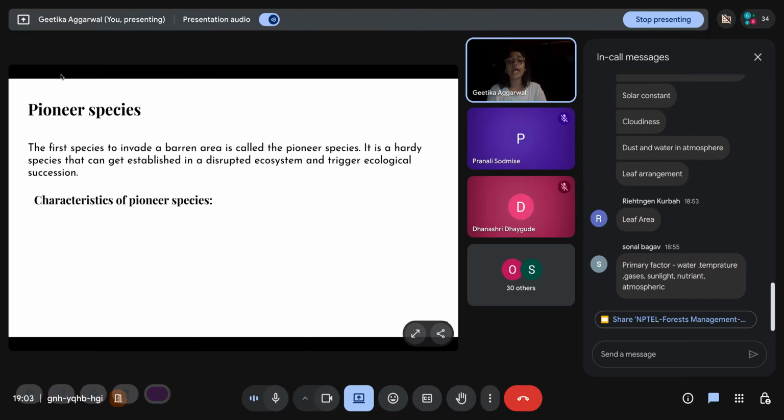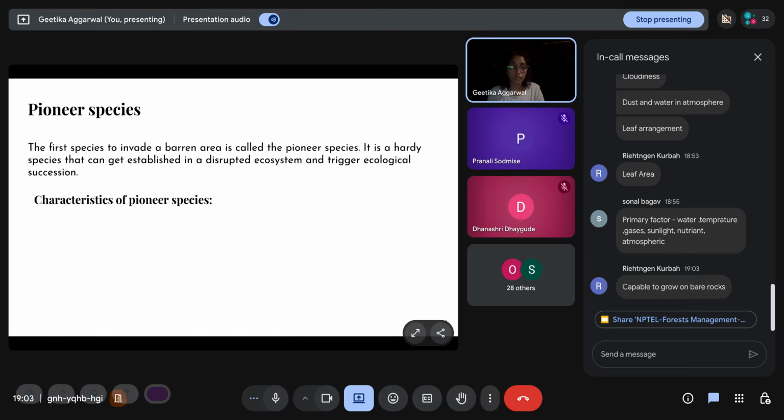And based on this, there are some characteristics of pioneer species, which we're going to be talking about. So, do you want to take a guess on what could be some of these characteristics? As I said, it's supposed to be a very hardy species which can invade a barren area, establish itself, and then further trigger ecological succession. So, what would be some characteristics for a species to be able to do that? Yeah, it should be capable of growing on bare rocks. Correct.